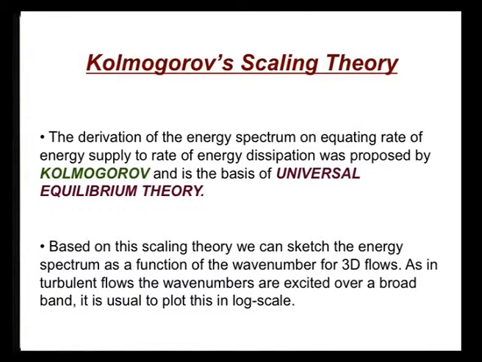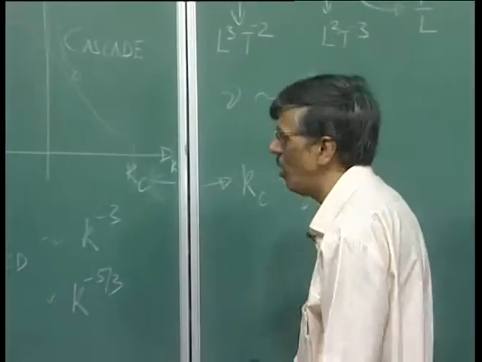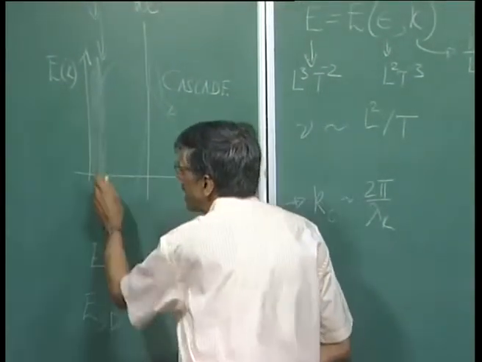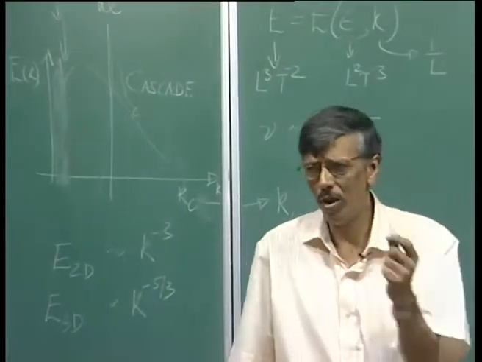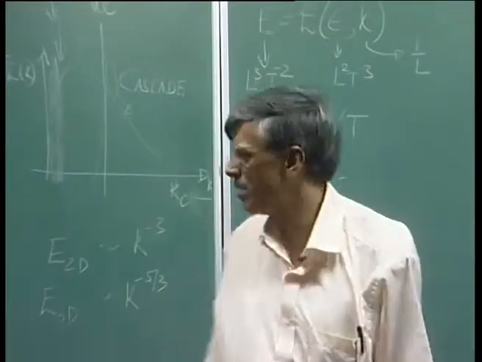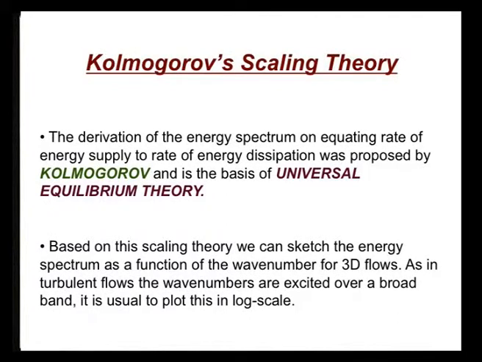In turbulent flows, the wave numbers are excited over a broad band, and this is what you would like to see. When we talk about laminar flow, we get to see something like this. We may get one peak here, another peak there, another peak there. You have very discrete peaks, not a wideband spectrum like what we are seeing here. It is not a broadband phenomenon.